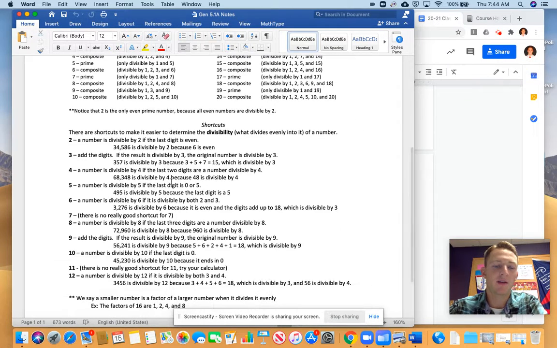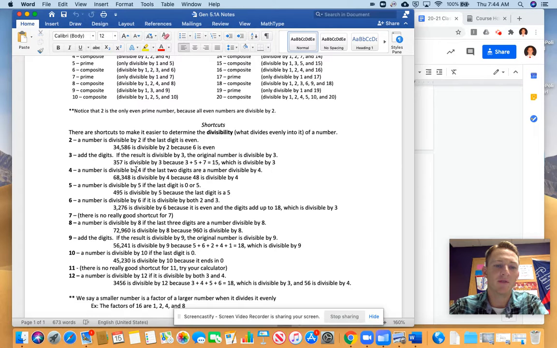And then we have some shortcuts down here to make it easier to determine the divisibility of a number. So a number is divisible by 2 if the last digit is even. We talked about that before. For 3, to see if a number is divisible by 3, we add up all the digits. So if we have the number 357, it is divisible by 3 because we're adding up 3, 5, and 7. 3 plus 5 plus 7 is 15, and 15 is divisible by 3, which means 357 is divisible by 3.